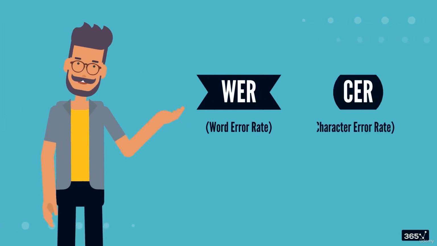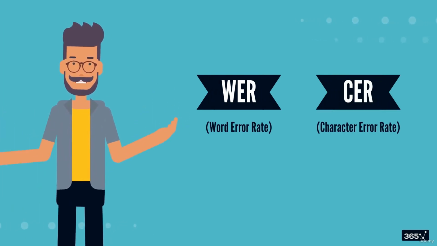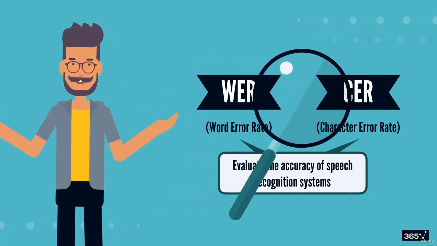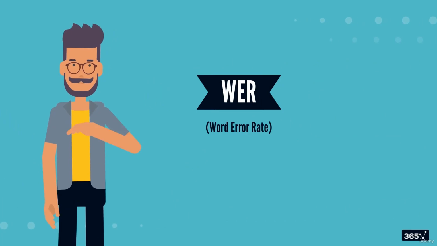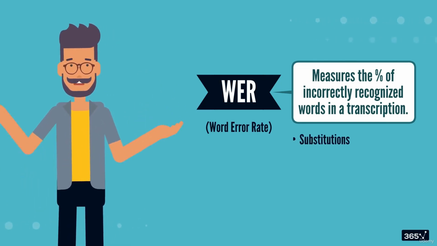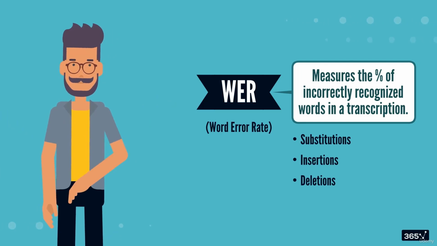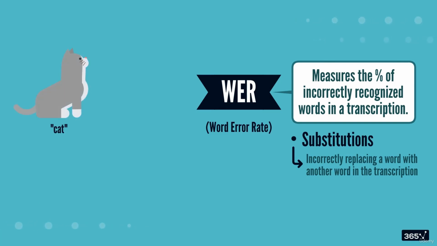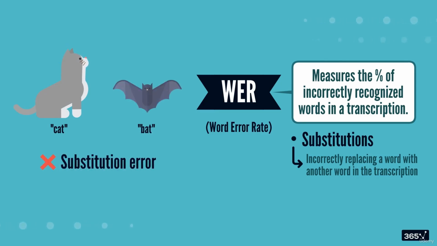Word error rate, or WER, and character error rate, or CER, are key metrics used to evaluate the accuracy of speech recognition systems. Let's explore what they represent. WER evaluates the accuracy by measuring the percentage of incorrectly recognized words in a transcription. It considers substitutions, insertions, and deletions of words. A substitution is when a word in the spoken input is incorrectly replaced with another word in the transcription. For example, if "cat" is spoken and the system transcribes it as "bat", this counts as a substitution error.